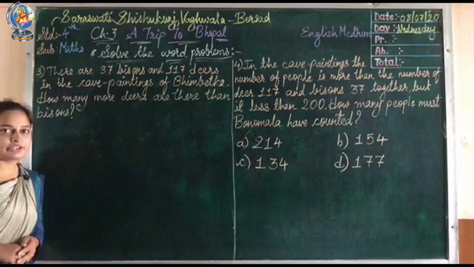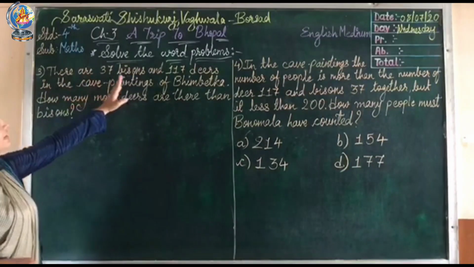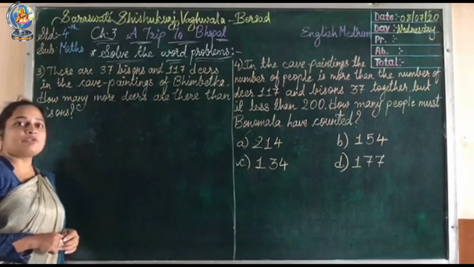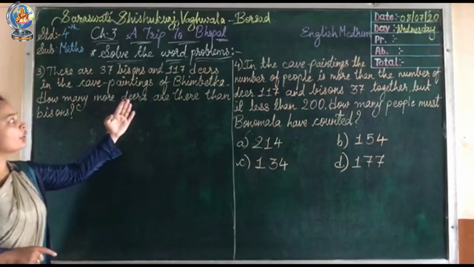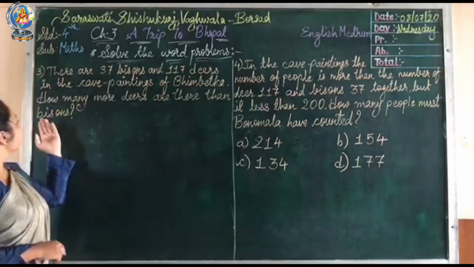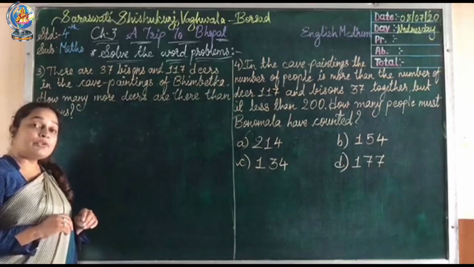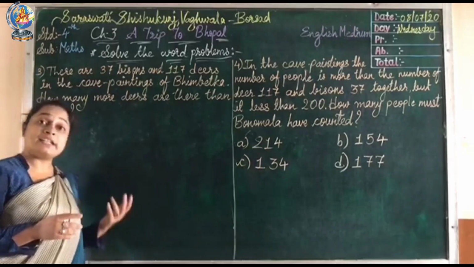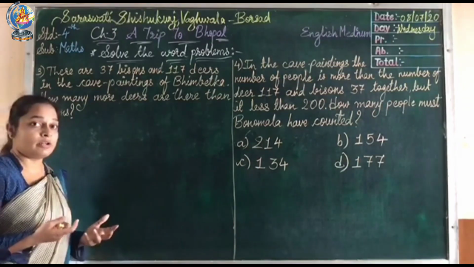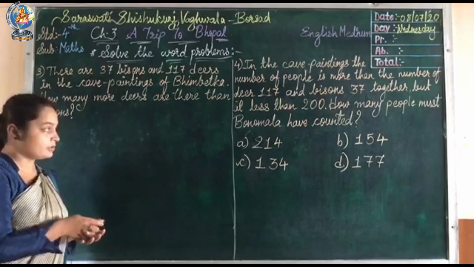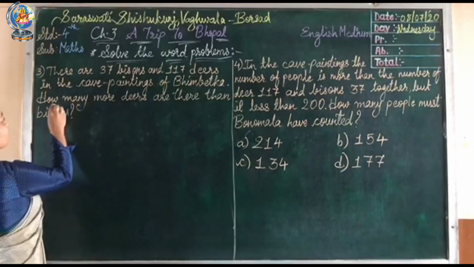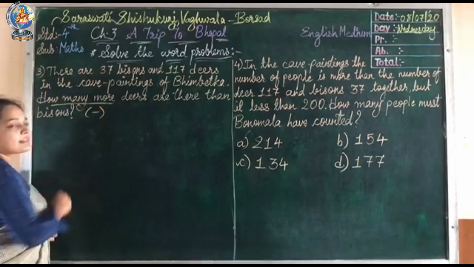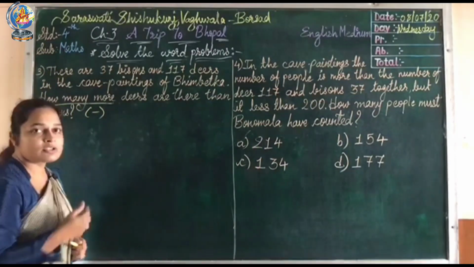So let's go with our third word problem. There are 37 bisons and 117 deers in the cave paintings of Bhimbetka. How many more deers are there than bisons? If you see in this question, they are comparing the numbers of bison and deer. Which one is more? So we have to do subtraction. You can see that in the question, how many more is the keyword for subtraction. Fine. So let's do the solution now.